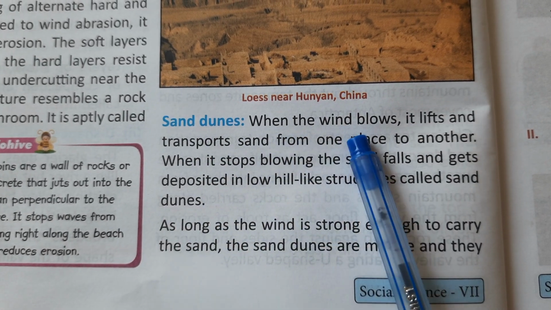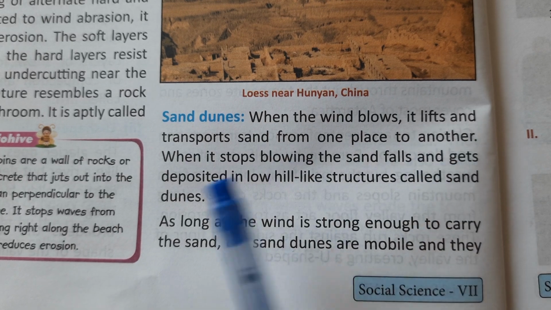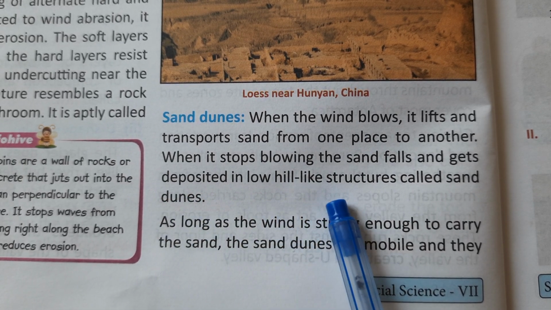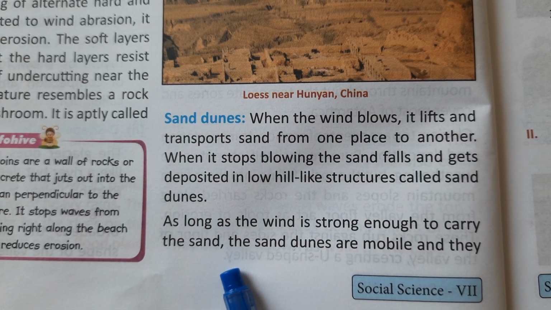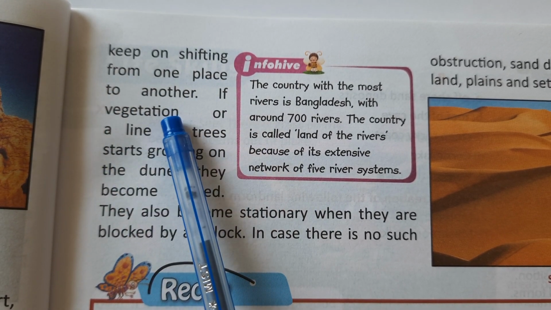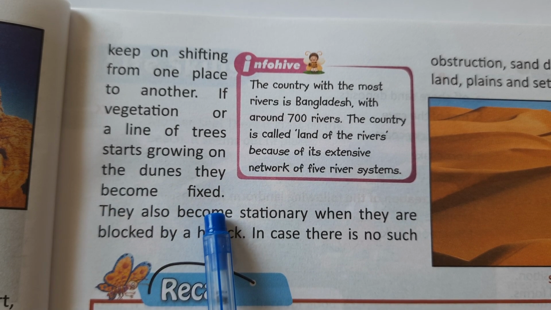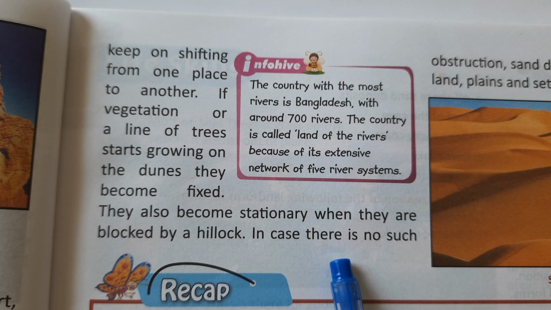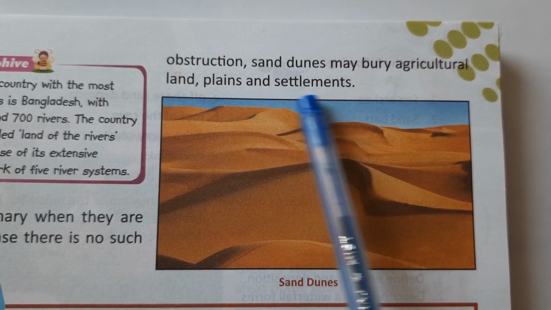Sand dunes. When the wind blows, it lifts and transports sand from one place to another. When it stops blowing, the sand falls and gets deposited in low hill-like structures called sand dunes. As long as the wind is strong enough to carry the sand, the dunes are mobile and they keep on shifting from one place to another. If vegetation or a line of trees starts growing on the dunes, they become fixed. They also become stationary when they are blocked by a hillock. In case there are no such obstructions, sand dunes may bury agricultural land, plains, and settlements.